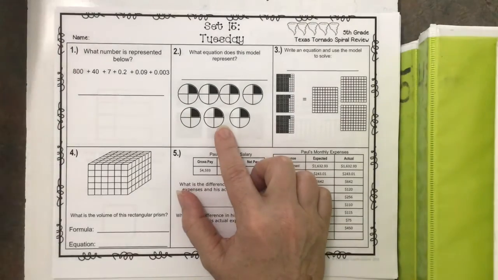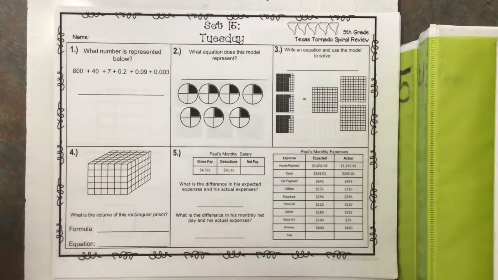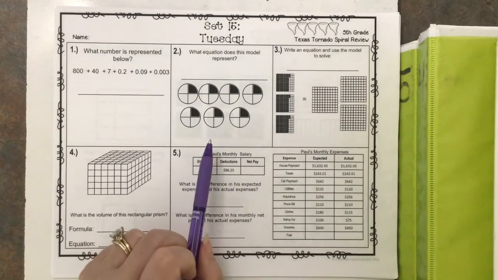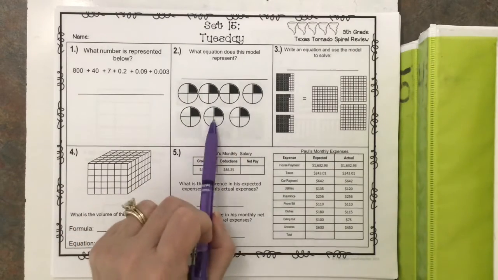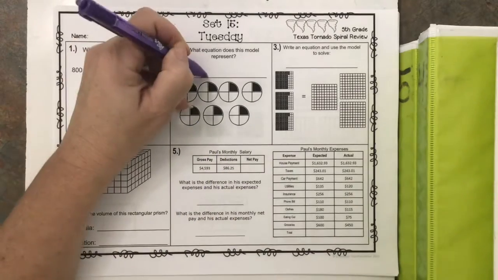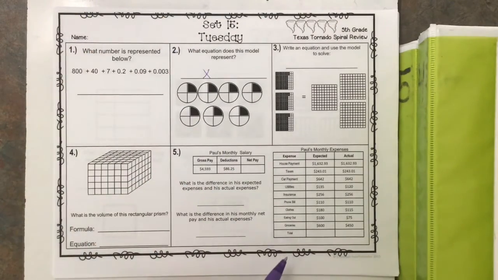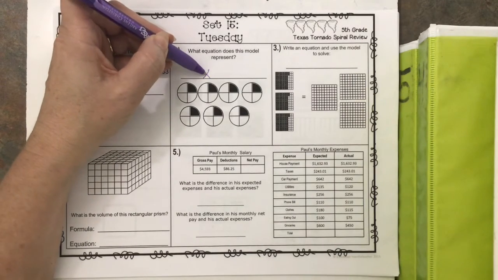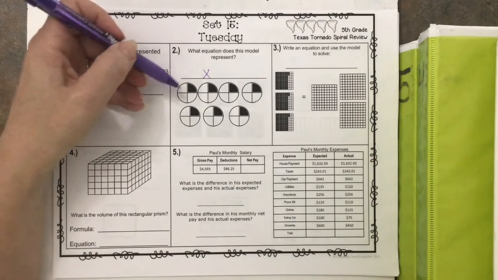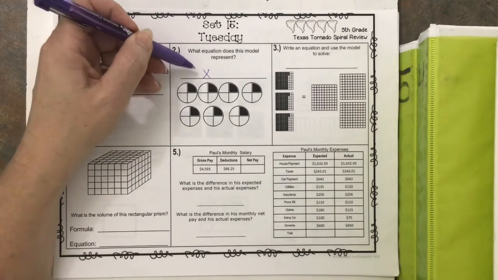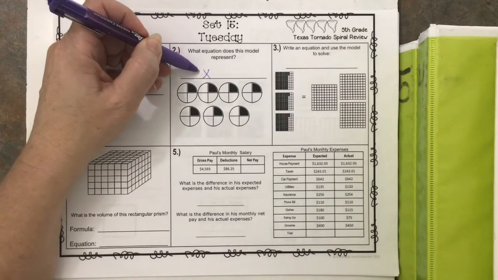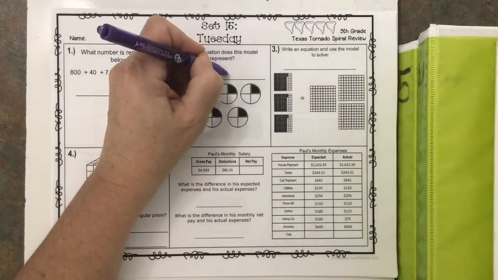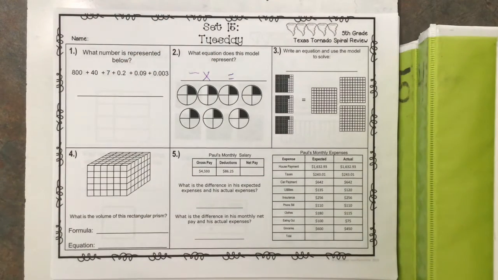Number 2, what equation does this model represent? Do you see the same fraction over and over and over again? Each one of these is exactly the same. How many times do you see that fraction? Write the fraction right here, and then how many times do you see it? So this fraction, write the fraction, so number over number, times how many times do you see it, equals, and then you need to come up with an answer.